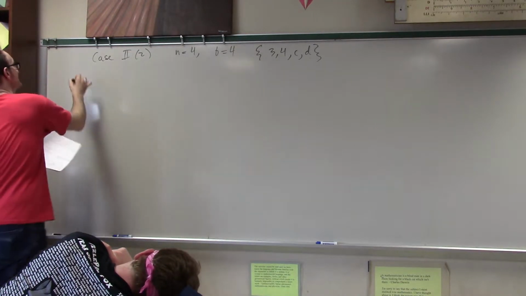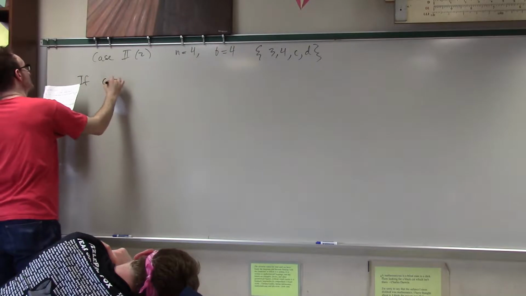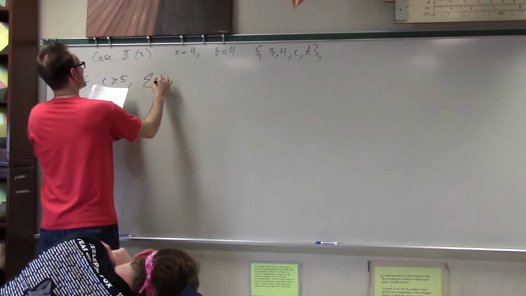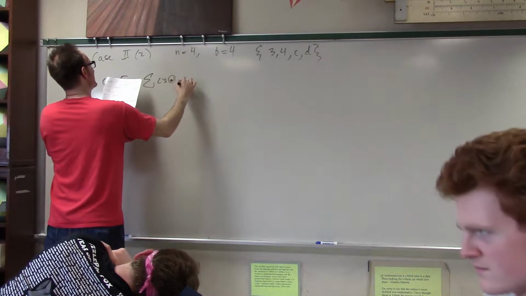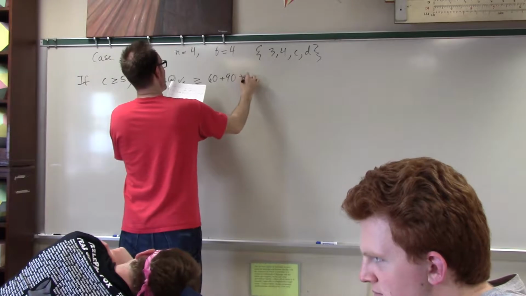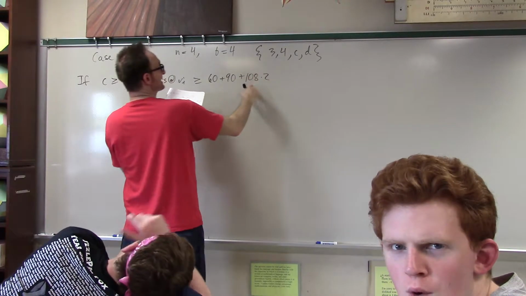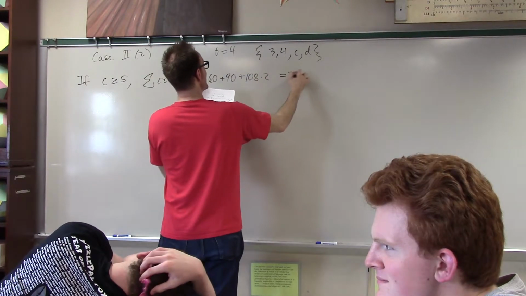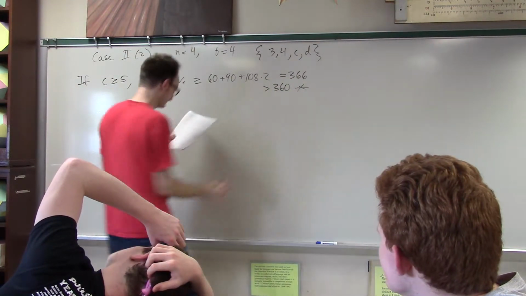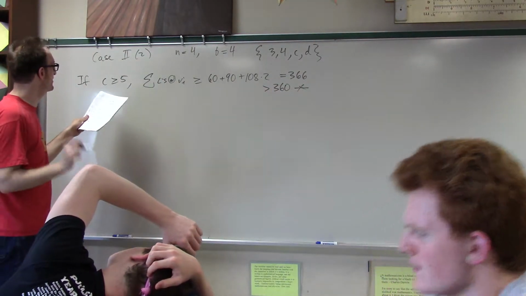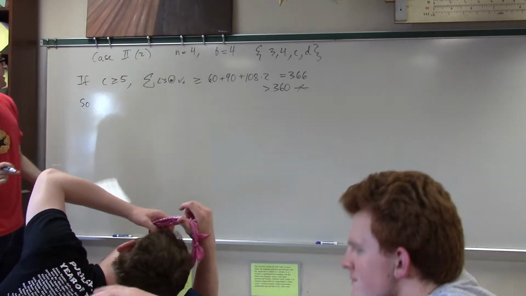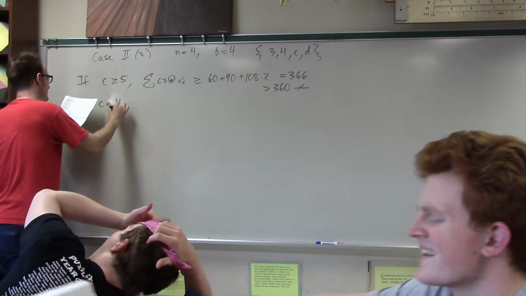Here it's not so hard actually, because if C is greater than or equal to 5, we got a problem. The sum of the angles at V sub i would be greater than or equal to 60, plus 90, plus 108, and the other one is at least 108. That is already 366, which is greater than 360, a contradiction. So C can't be greater than or equal to 5. So what is C? It has to be 4.